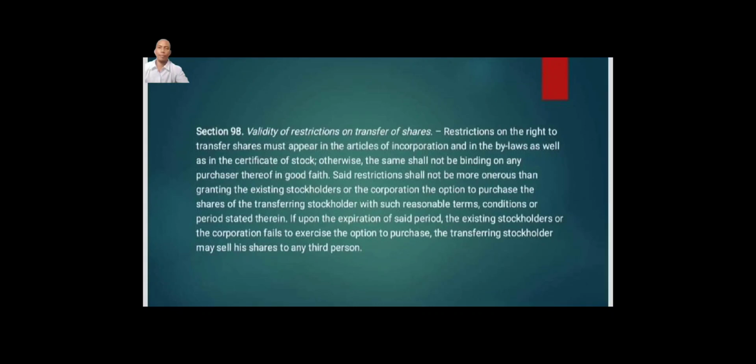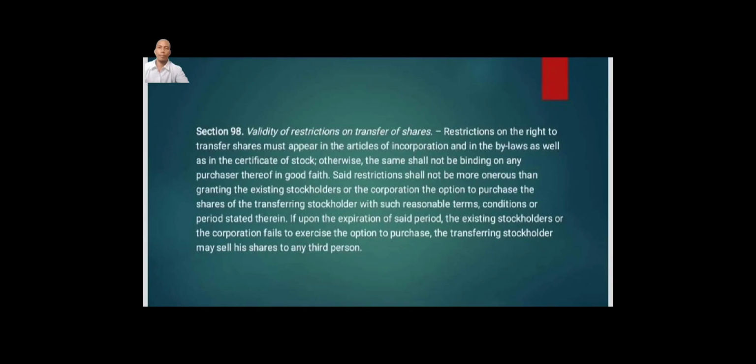Section 98 imposes 2 conditions for the validity of restrictions on the right to transfer shares, namely, number 1. Such restriction must appear in the articles of incorporation and in the bylaws, as well as the certificate of stocks. Otherwise, they shall not be binding on any purchaser thereof in good faith.